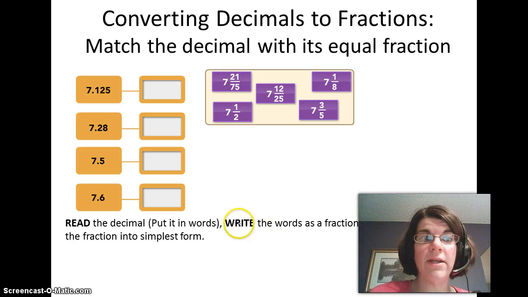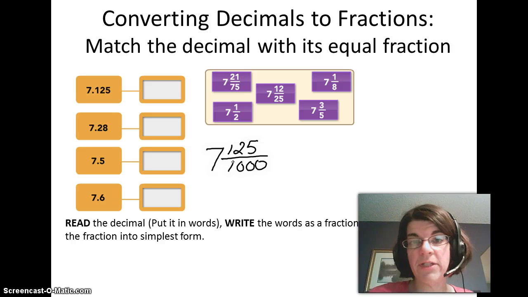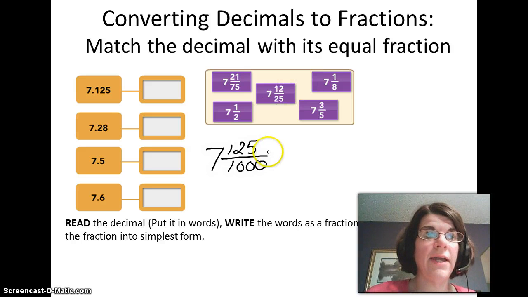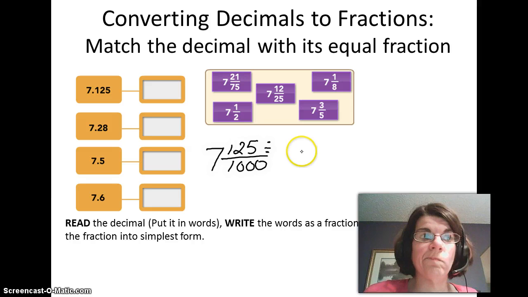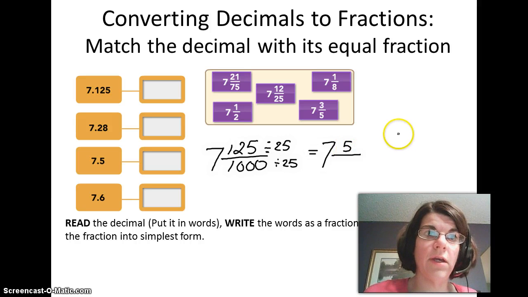And so then you want to write what you say as a fraction. So I'm going to say it again. 7 and 125 thousandths. And then you're going to reduce the fraction down to simplest form. So we could divide it down, you could divide it by 25s. So we get 7 and 5 and let's see, 1,000.